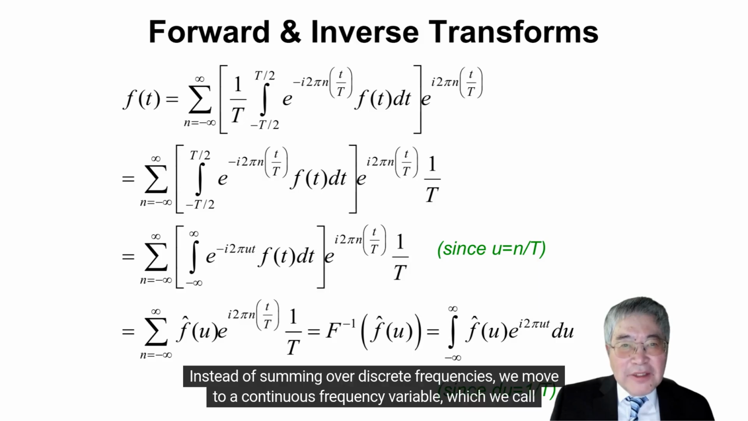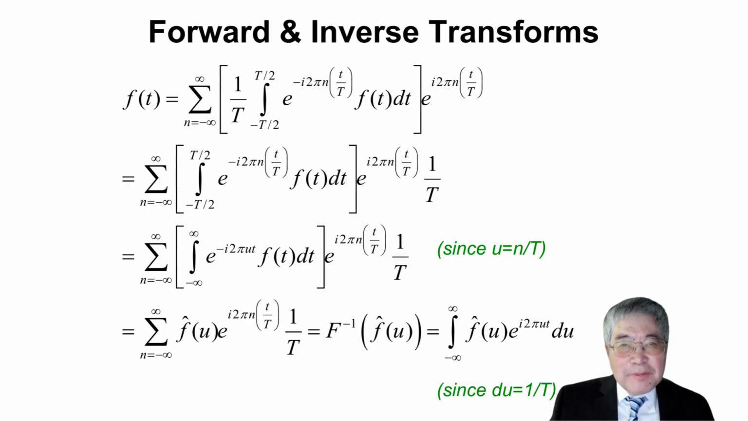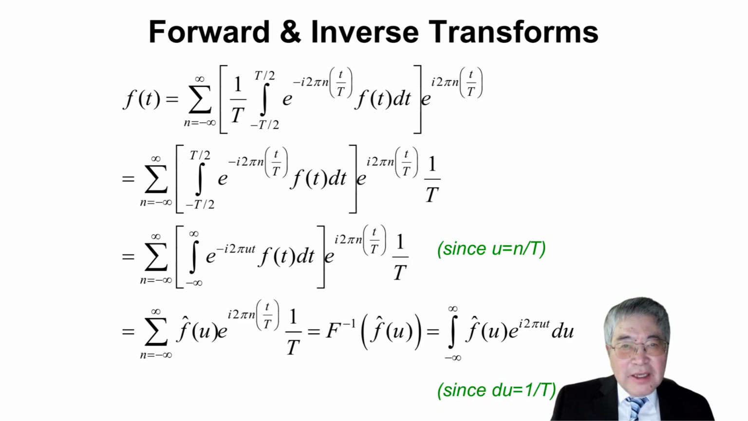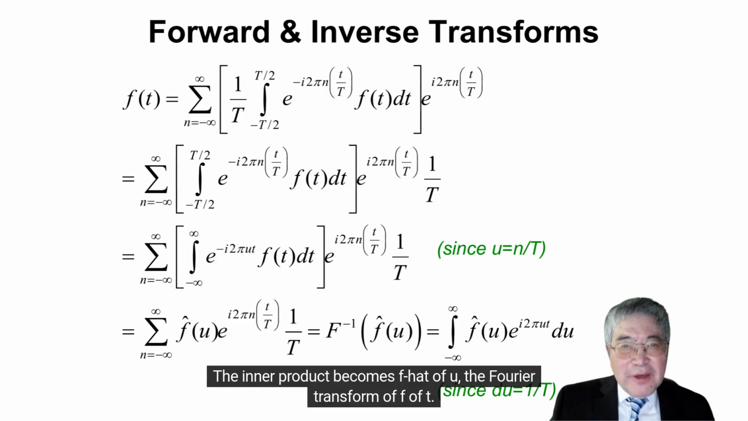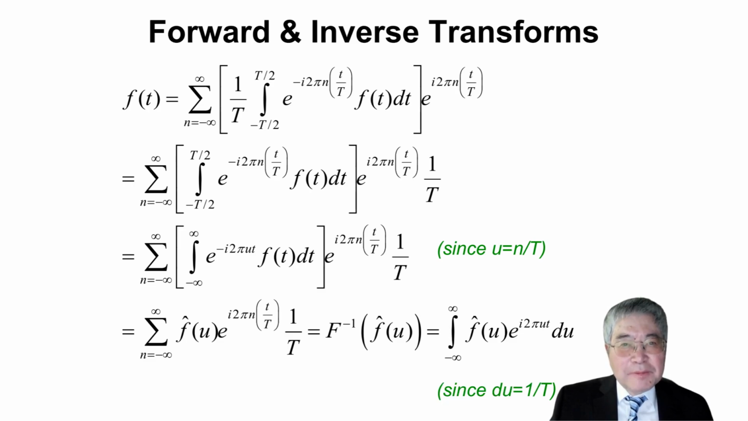Instead of summing over discrete frequencies, we move to a continuous frequency variable which we call u, where u equals n divided by T. This transition lets us replace the sum with an integral. So now we've gone from a sum of discrete terms to an integral over a continuous range of frequencies. The inner product becomes f hat of u, the Fourier transform of f of t, and the exponential term becomes e to the power i 2 pi u t, our new kernel in the transform.